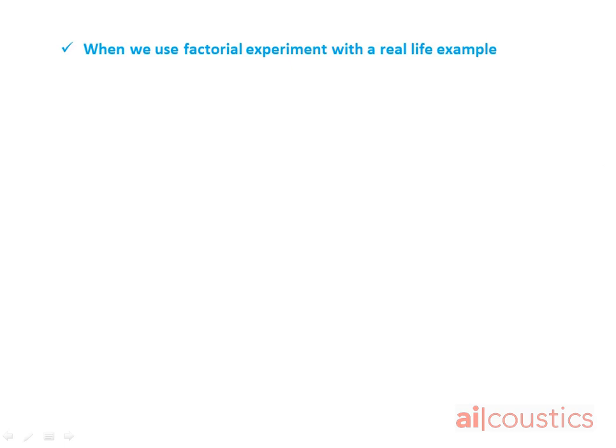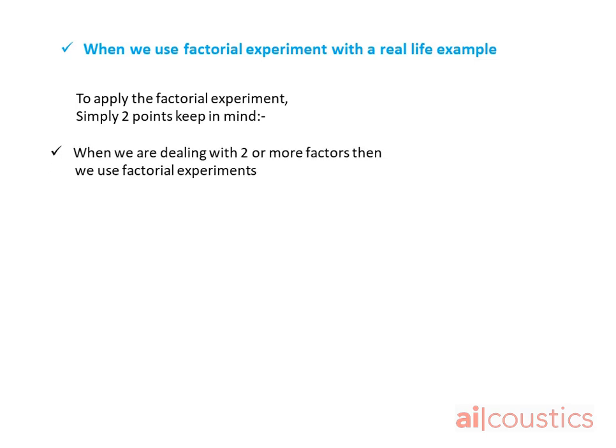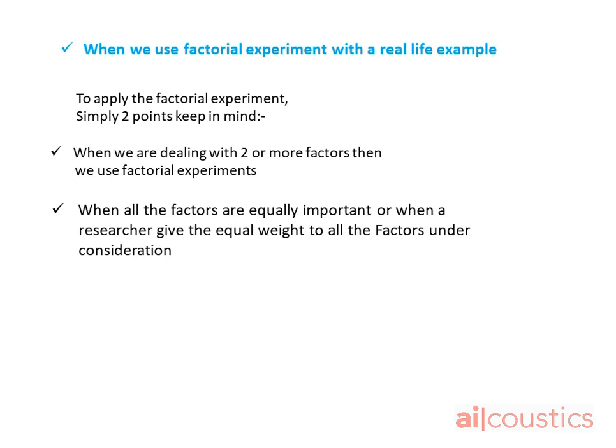And let's start. First question is that when we use factorial experiment, we discuss it with the real life example. To apply the factorial experiment, simply 2 points keep in mind. Number 1, when we are dealing with 2 or more factors, then we use factorial experiment. And number 2, when all the factors are equally important or when a researcher gives the equal weight to all the factors under consideration, then we use factorial experiment.